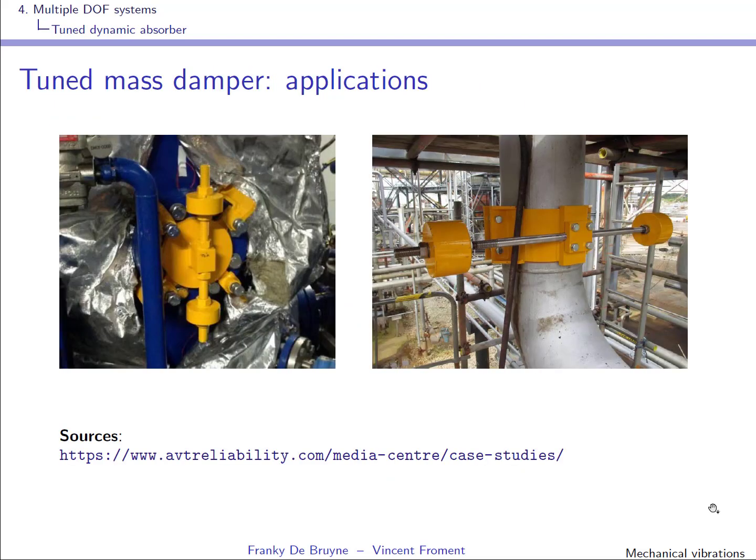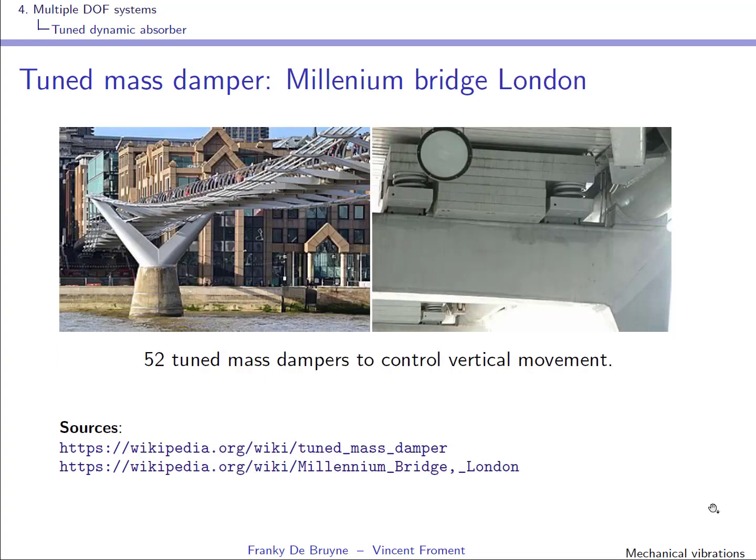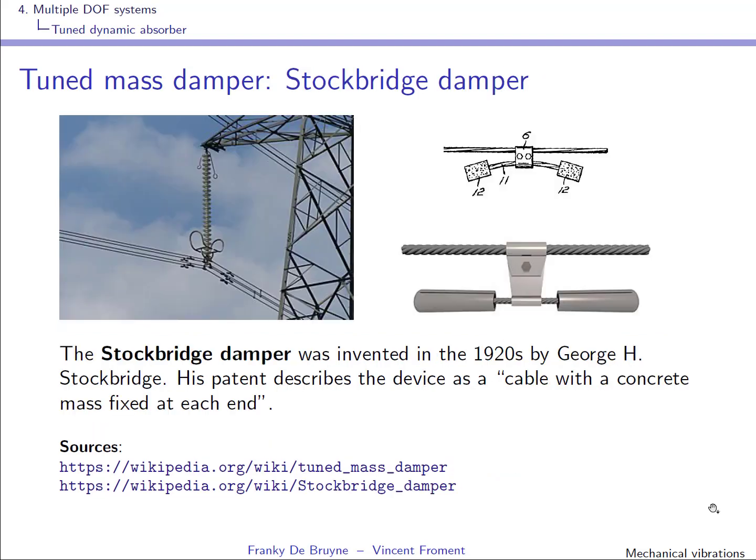I will show you now quite a few applications of this tuned mass damper or tuned dynamic absorber. I won't go into the details. I've written the source on each of the slides, so you can have a look to see the details. Here you see an application at a chemical plant. Here's an application for the Millennium Bridge in London, where you see that 52 of those dampers are installed.